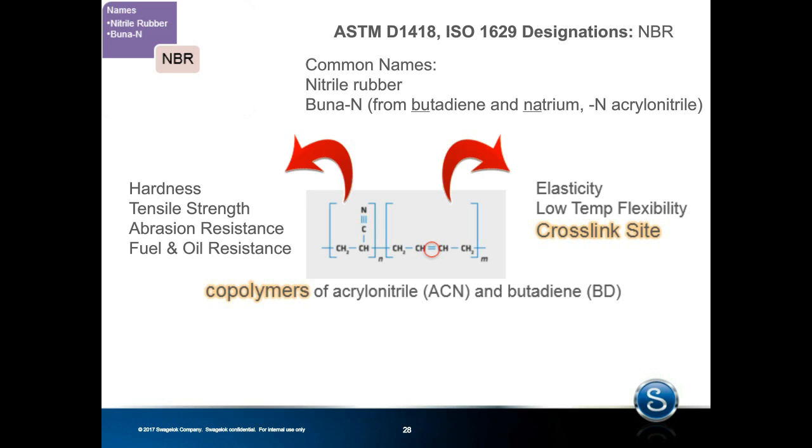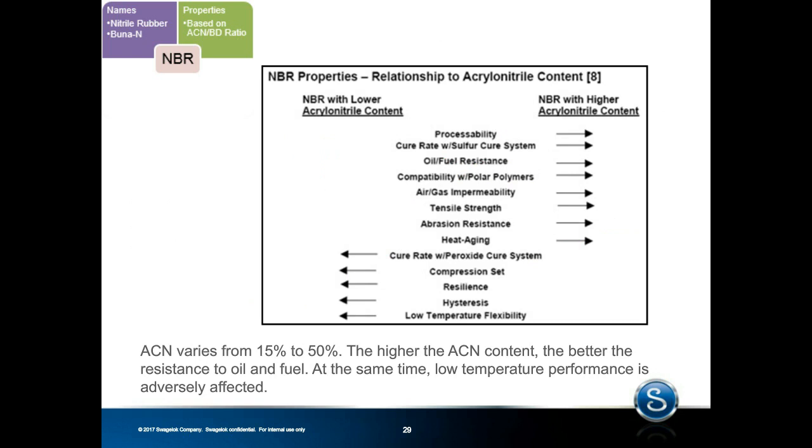So remember when I said not too long ago, there are many, many different compounds that are developed for these materials because one compound is not going to be suitable for all applications. So nitrile compounds are made of raw gum rubbers that have varying degrees of acrylonitrile and butadiene. There is a vast difference from one nitrile compound to another, as the acrylonitrile content can vary greatly between 15 and 50%.